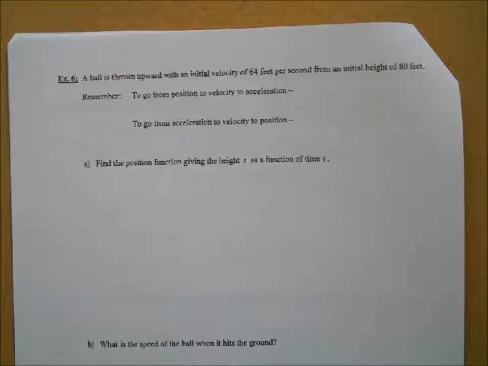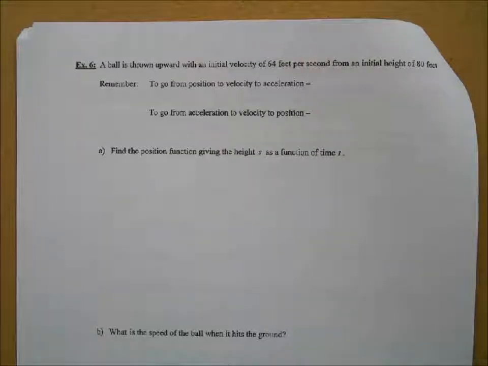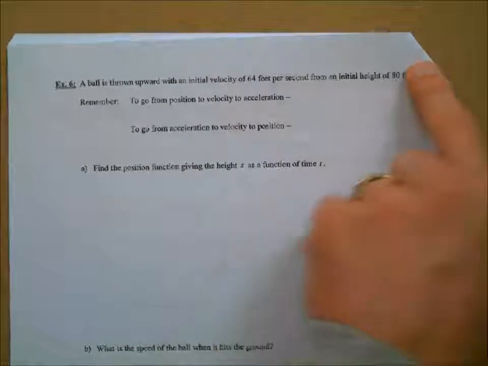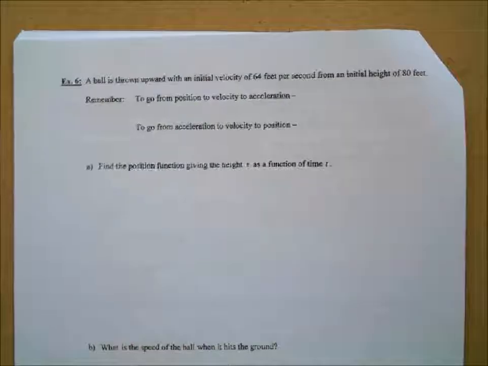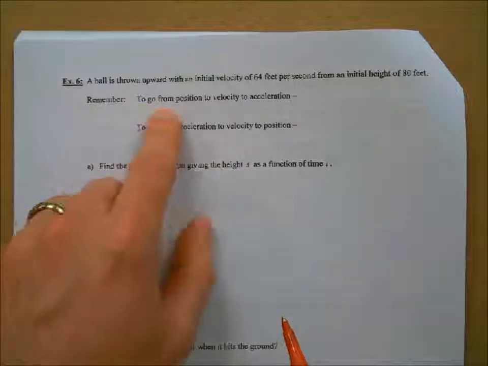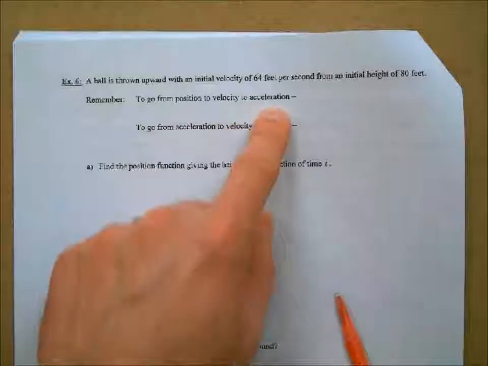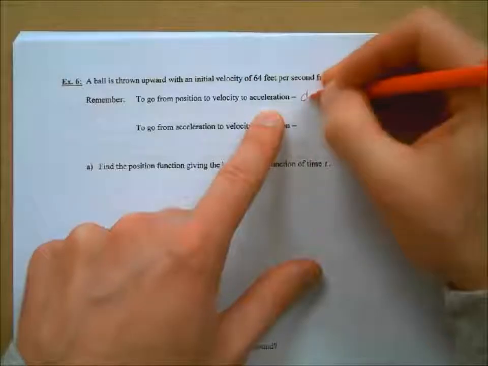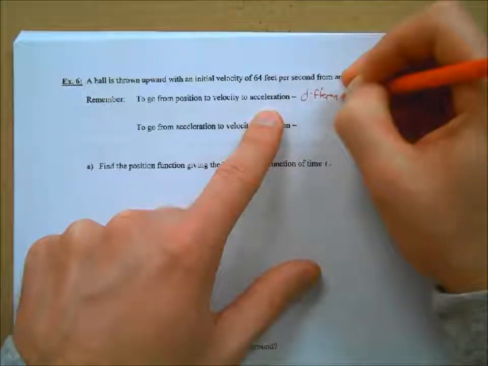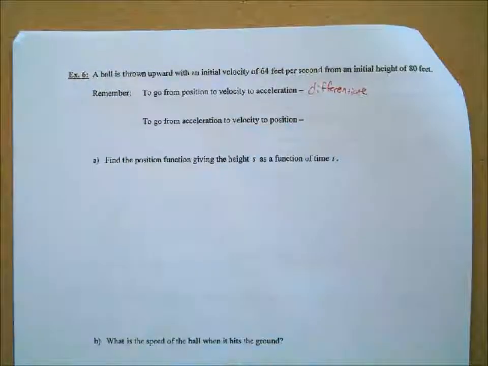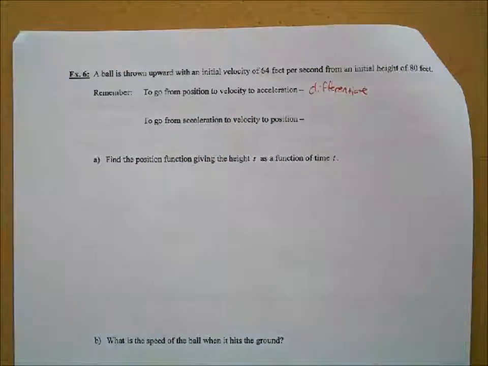Right, back to our good old friends, position, velocity, acceleration. All right, so a ball is thrown upward with an initial velocity of 64 feet per second from an initial height of 80 feet. Okay, that's not a lot of information, but all right. And so remember, to go from position to velocity to acceleration, what are we supposed to use? The derivative, or we will differentiate, right? Take the derivative.